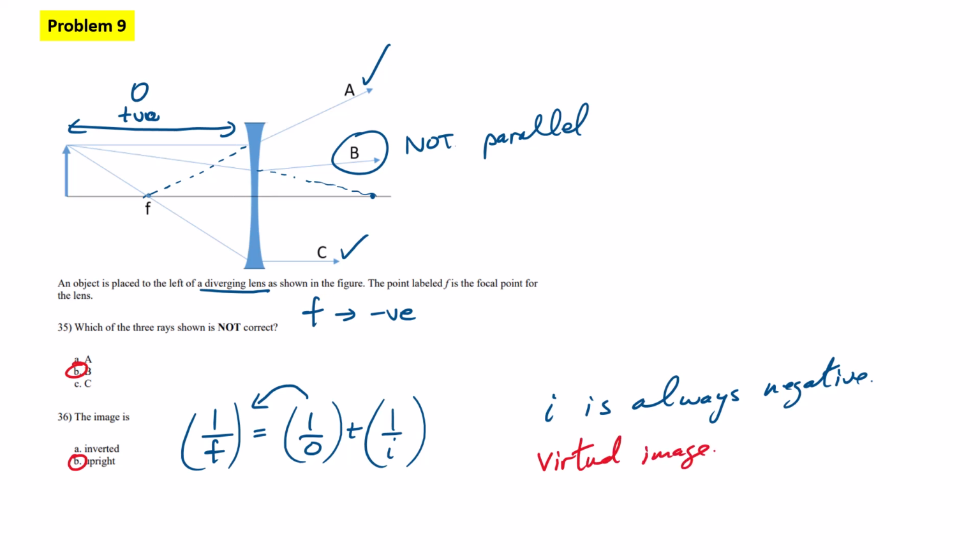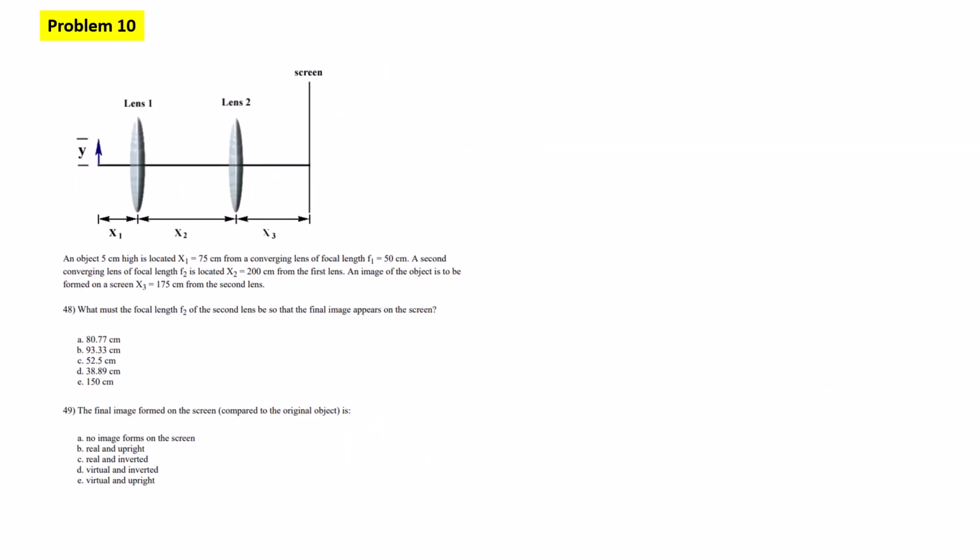All right, good problem. Let's go to the last one now. All right, here's problem 10. An object 5 centimeters high is located x1 centimeters, 75 centimeters from a converging lens with a focal length f1, which is equal to 50 centimeters.